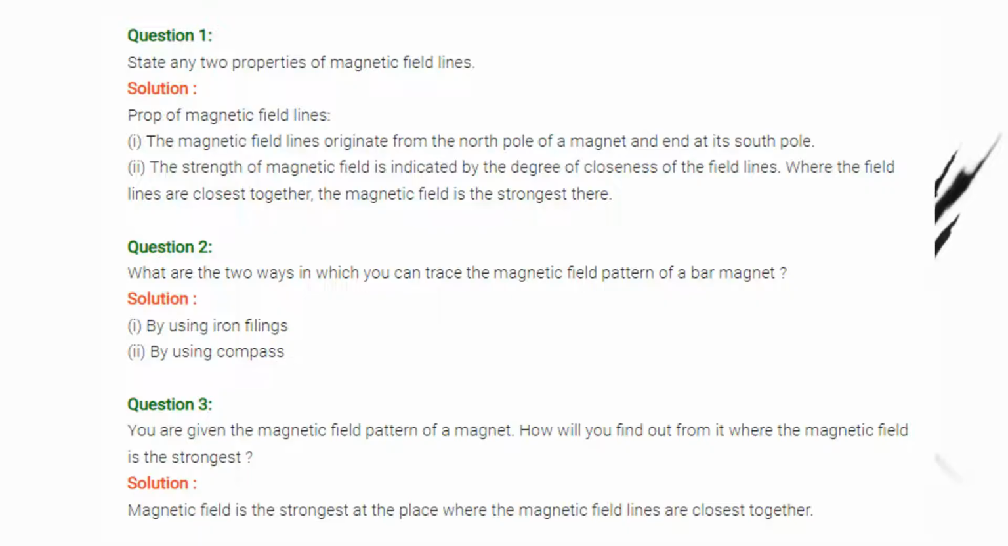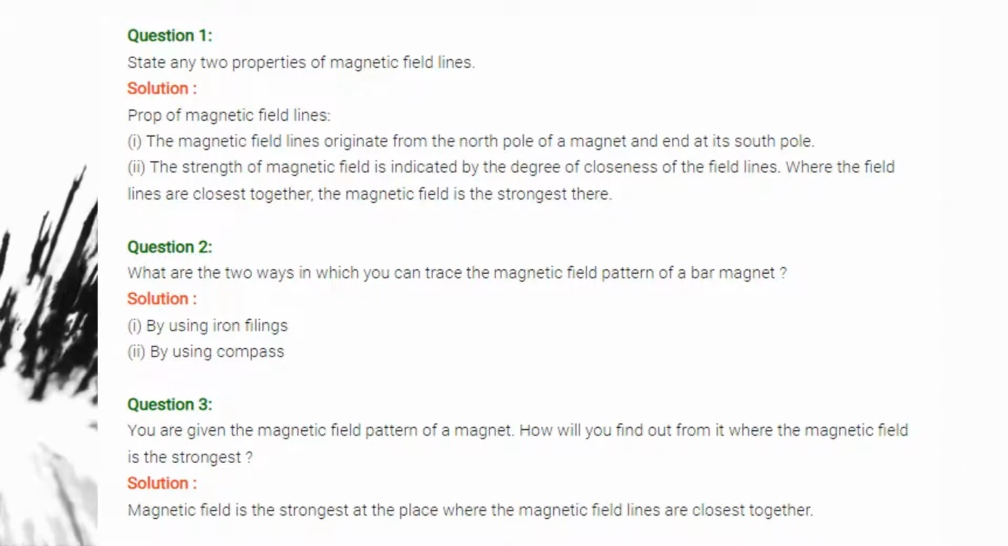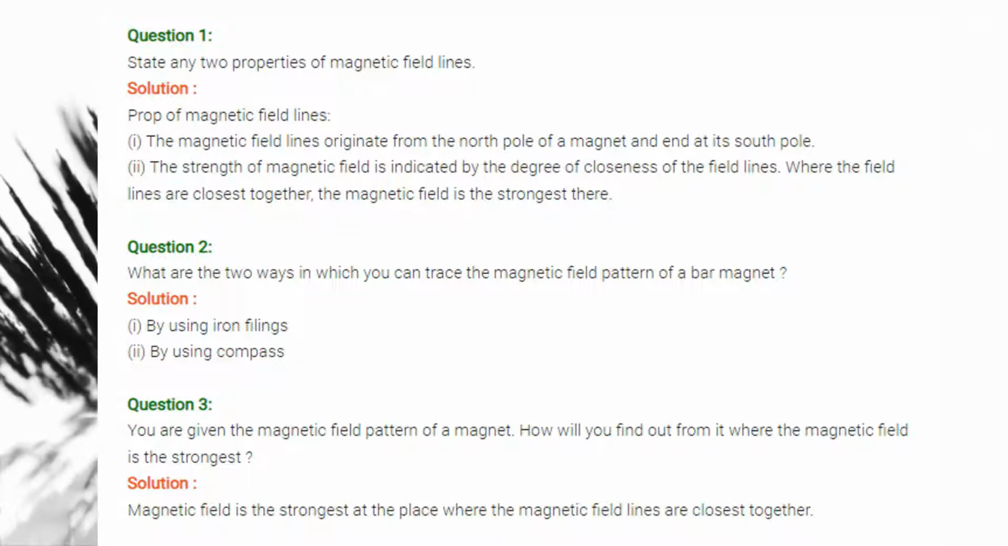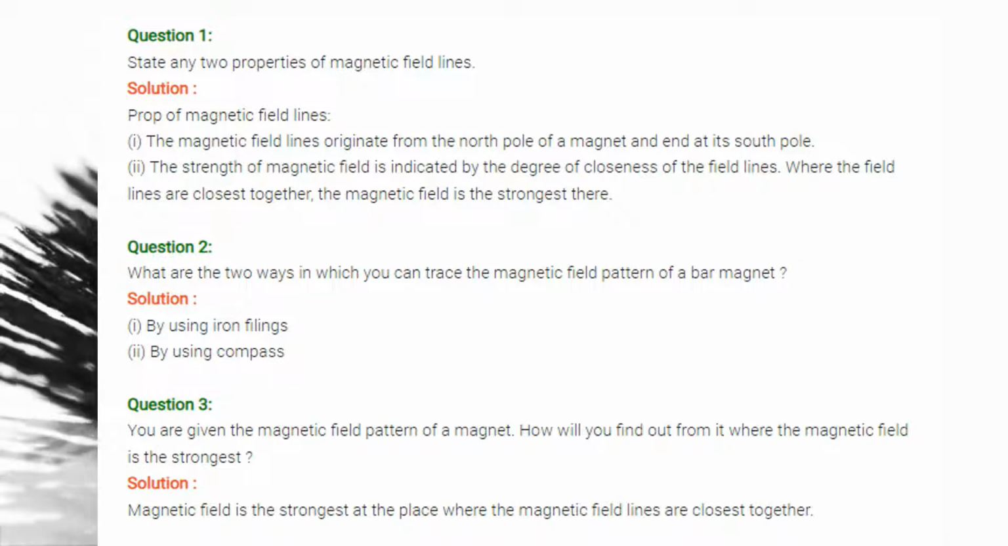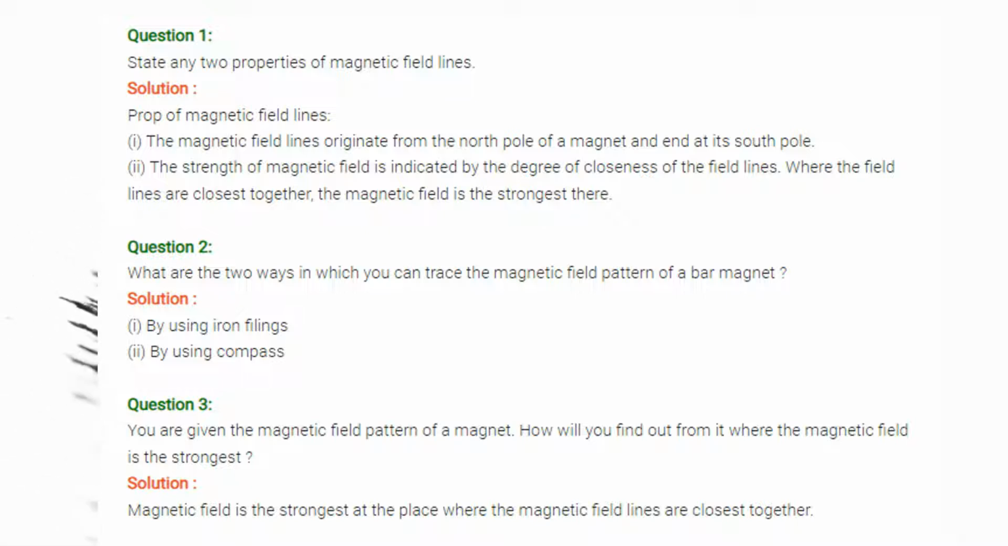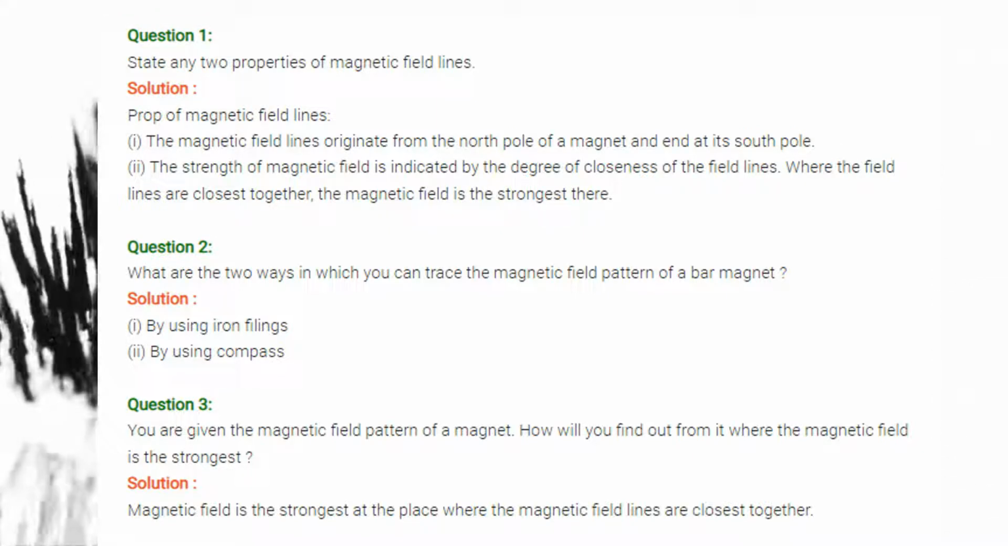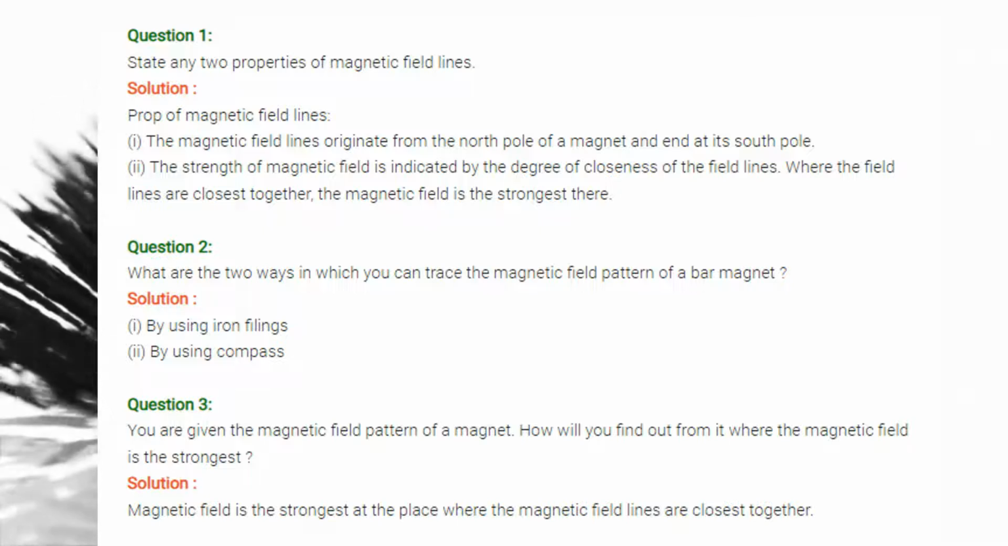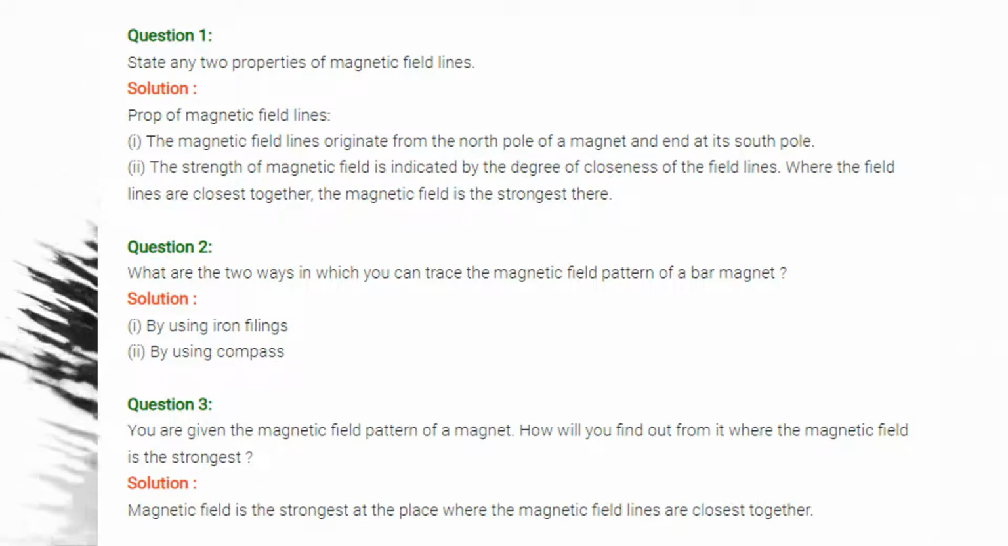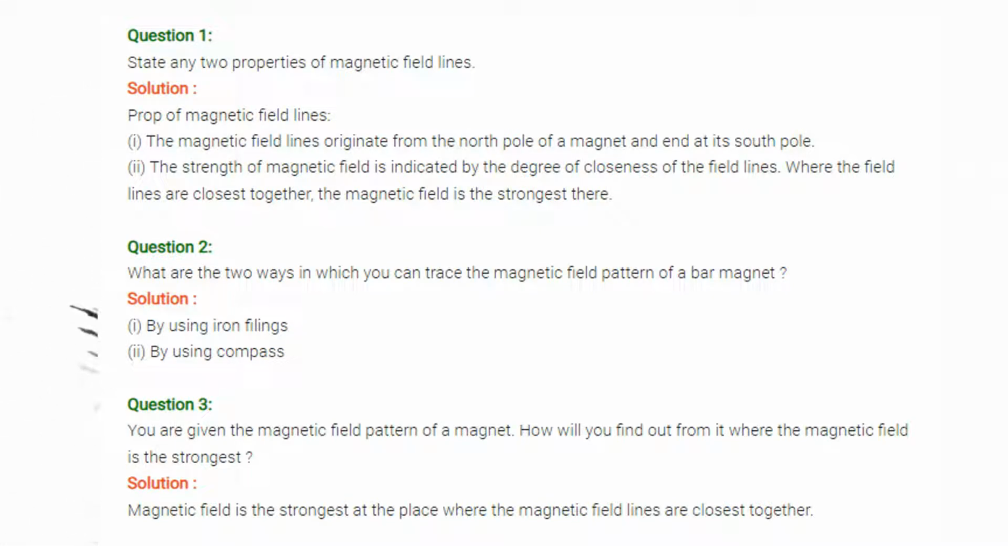Let's start. Question 1. State any two properties of magnetic field lines. Solution. Properties of magnetic field lines. 1. The magnetic field lines originate from the north pole of a magnet and end at its south pole. 2. The strength of magnetic field is indicated by the degree of closeness of the field lines. Where the field lines are closest together, the magnetic field is the strongest there.